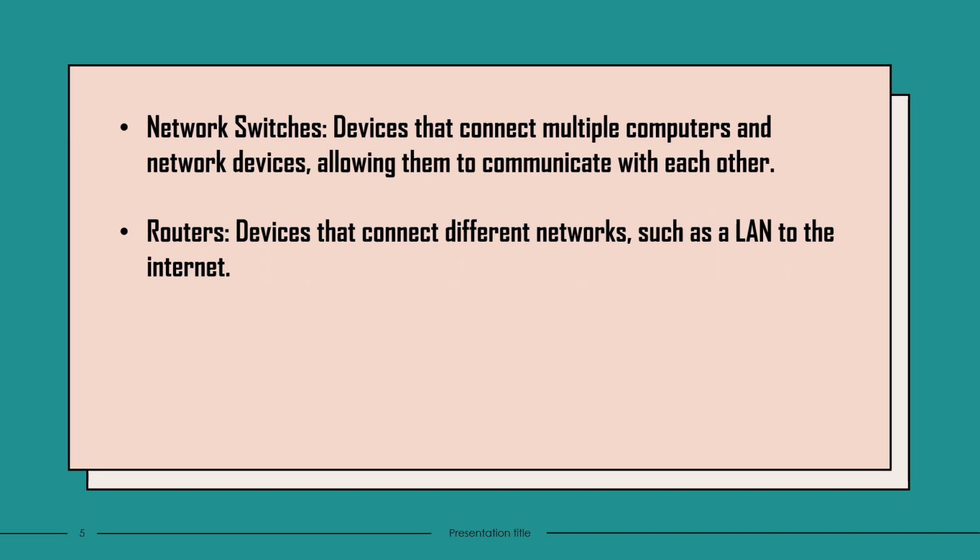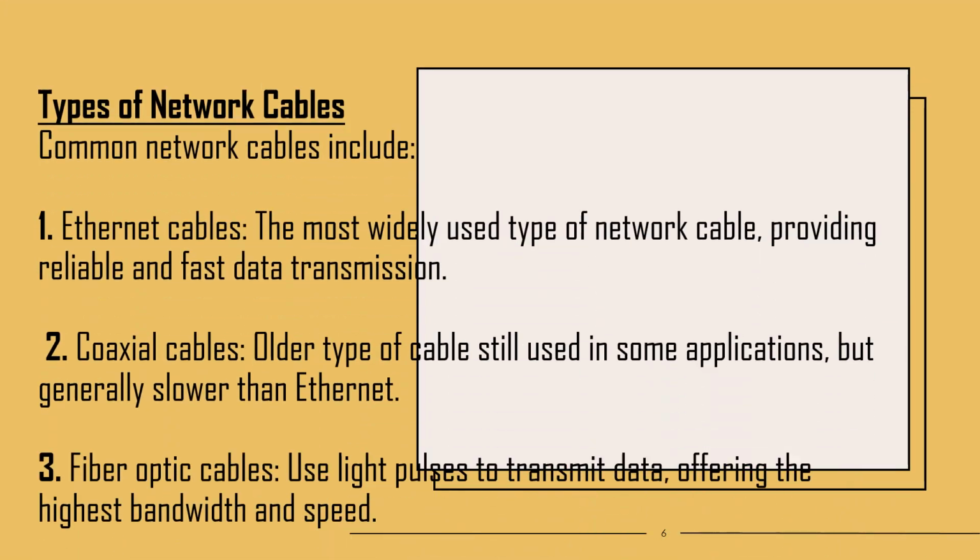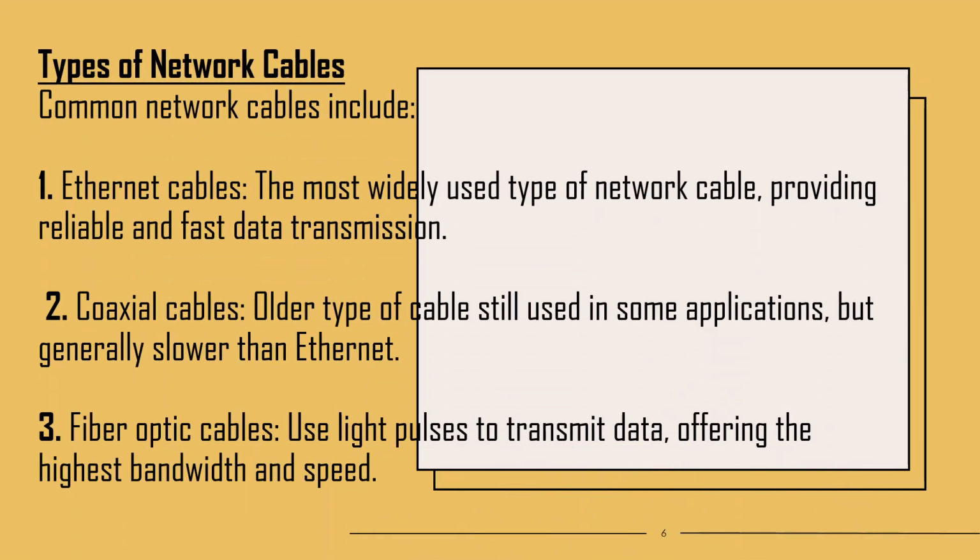And then there are the routers. These are devices that connect different networks, LANs, to the internet. And then types of network cables include the Ethernet, the coaxial cables, and also the fiber optic cables. To start off, the Ethernet cables.